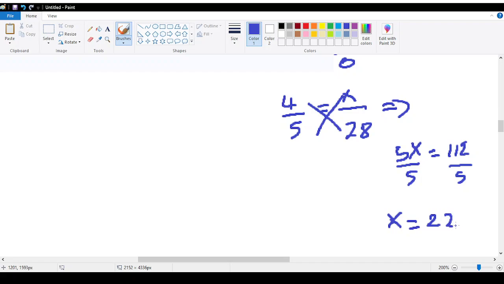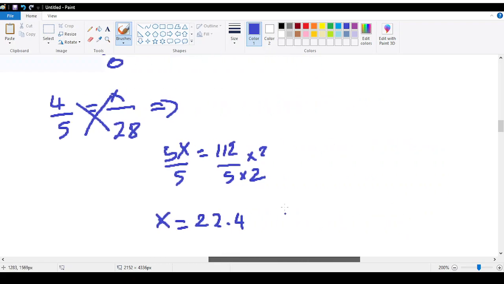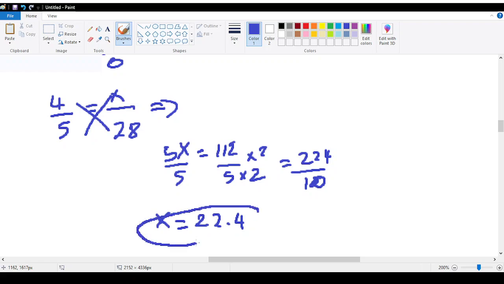Okay, in the exam you will have easier numbers than this. So this is x equals 112 divided by 5. What I have done, Shamsa, I multiplied by 2 and multiplied by 2, so it became 224 over 10. Now if you divide by 10, that means you move the point one digit. So how much is x?